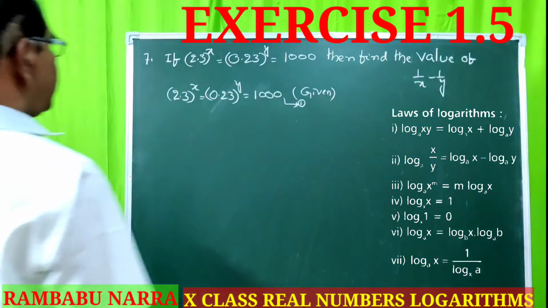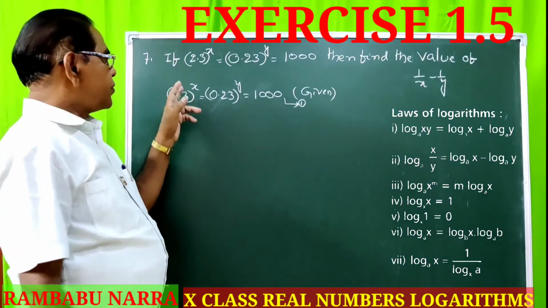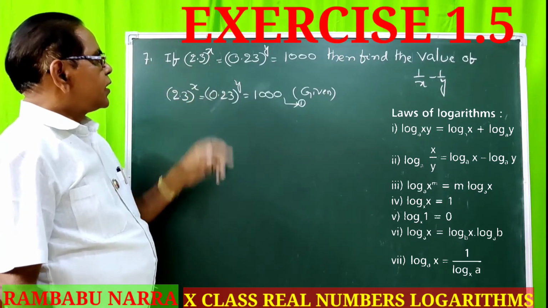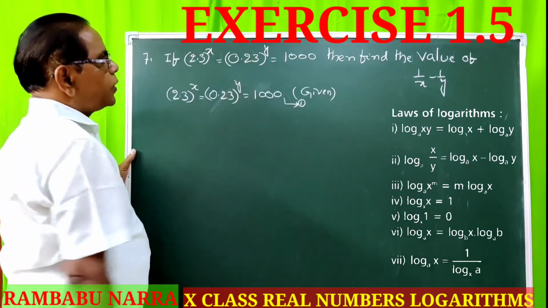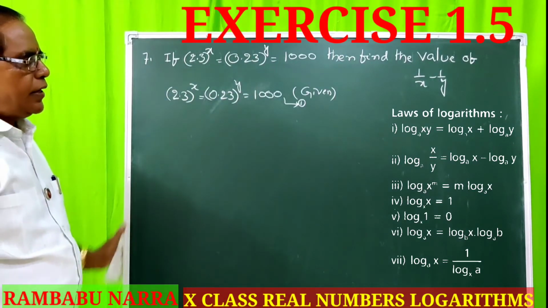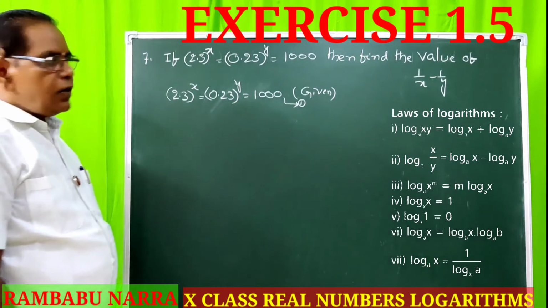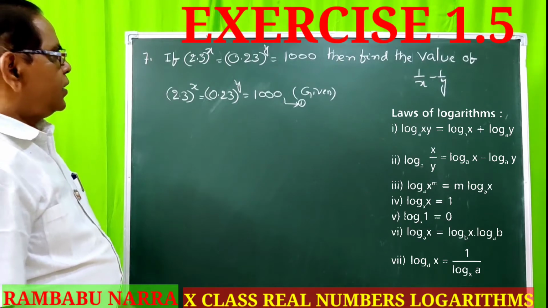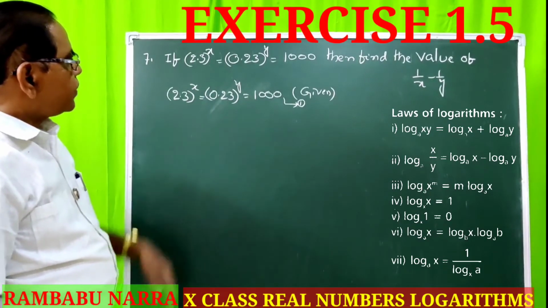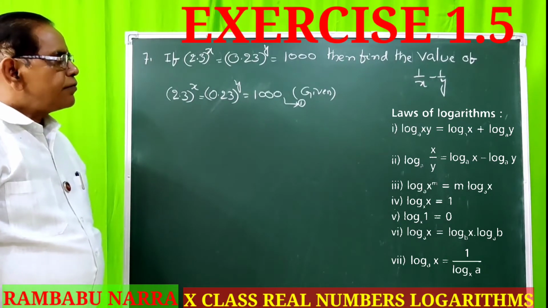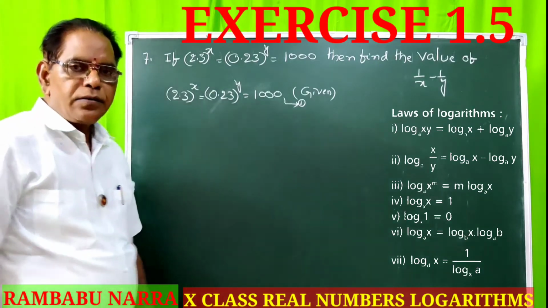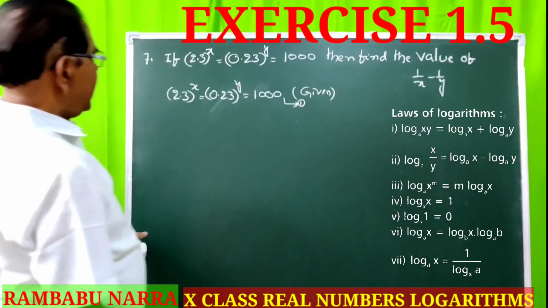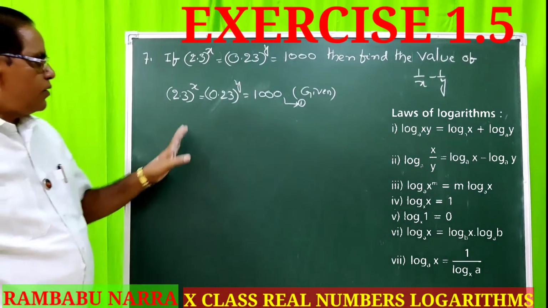Next, seventh problem. If 2.3 to the power x equals 0.23 to the power y equals 1000, then find the value of 1 by x minus 1 by y. This is a very important problem also. It is asked every time for 4 marks. It is a lengthy problem but very easy.